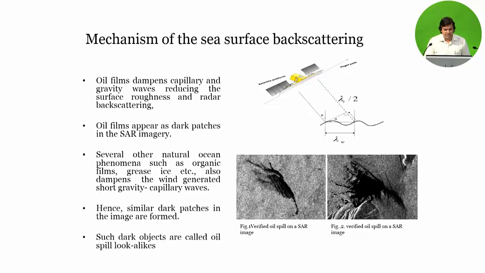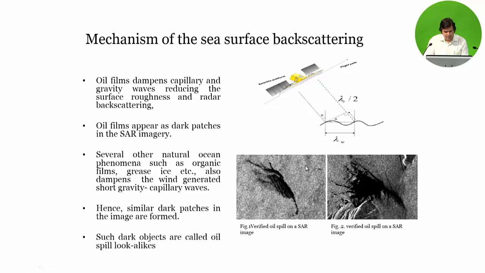This slide is showing the mechanism of the sea surface backscattering. So oil films dampen capillary and gravity waves, reducing the surface roughness and the radar backscattering. Oil films appear as dark patches in the SAR imagery. Several other natural ocean phenomena such as organic films, grease, ice also dampen the wind generated short gravity capillary waves. Hence, similar dark patches in the imagery are formed. Such dark objects are called oil spill lookalikes.